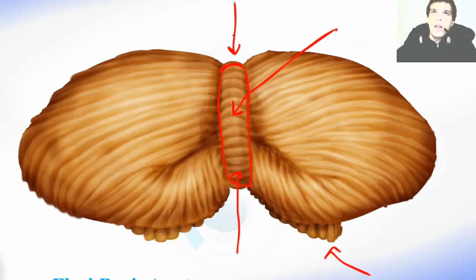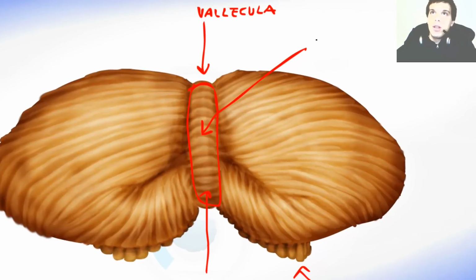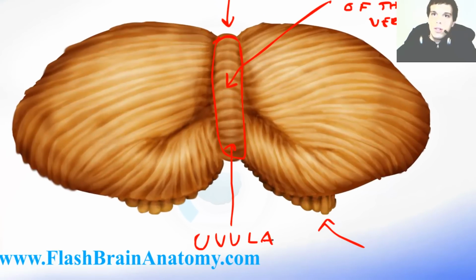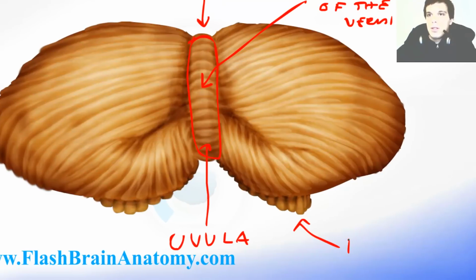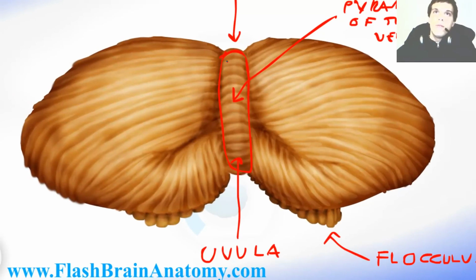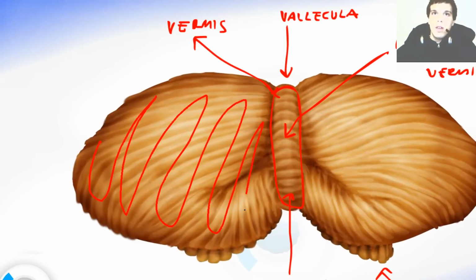Now let's write this all down. This was the molecula, and this was the pyramid of the vermis, uvula, and this was the flocculus. This whole thing was vermis, and this was the hemisphere.